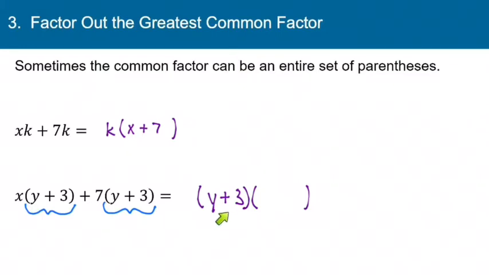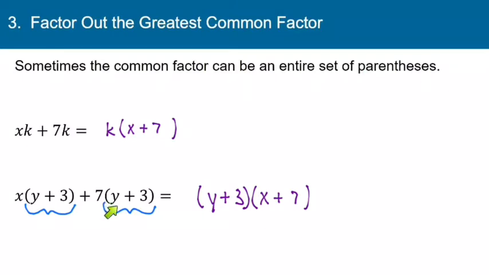So what can we multiply times y plus 3 to make this first term? Well, we would need to have (y plus 3) times x. And then we'd have a plus sign. And what would we have to multiply by y plus 3 to get the second term? Well, the second term is (y plus 3) times 7. So the second term would need to be plus 7.